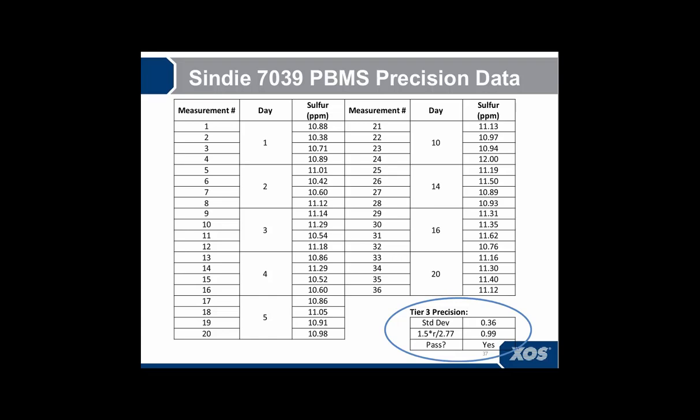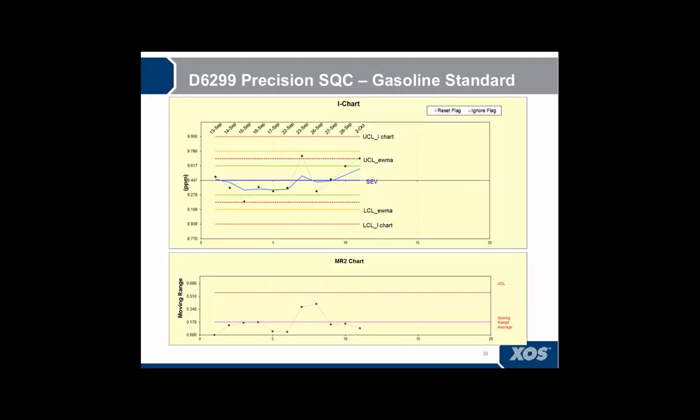And you might ask, why am I showing you this data? The reason I'm showing you this data is that if you use these best practices and these common sense things, and you use these tips for calibration, you should have no problem passing this performance-based testing. And lastly, of course, as a part of the Tier 3 testing, you have to run SQC charts. Here's an example of a precision SQC chart for a gasoline standard.